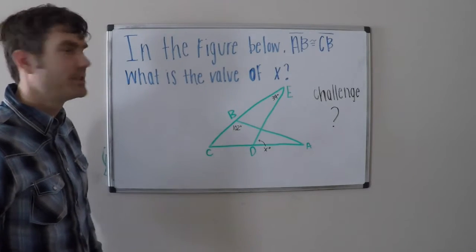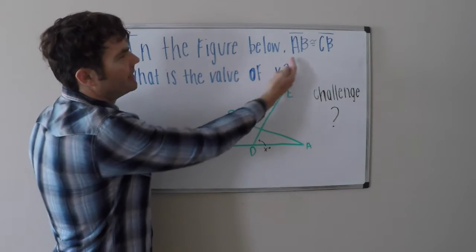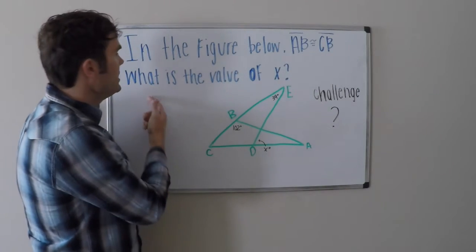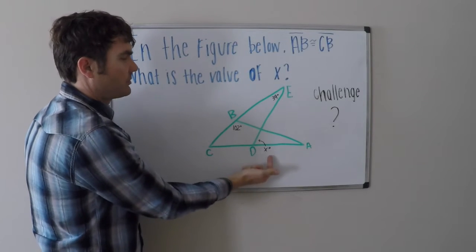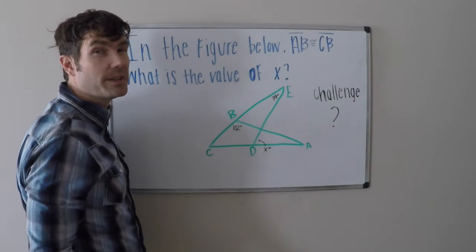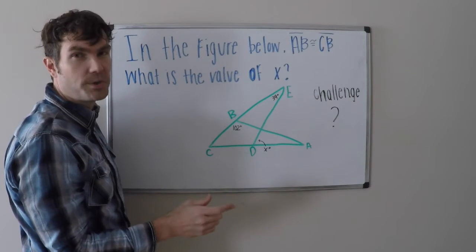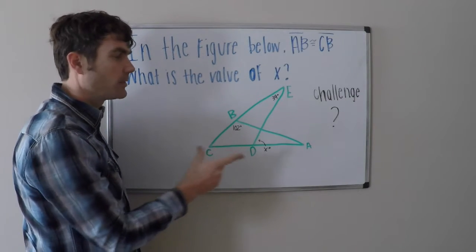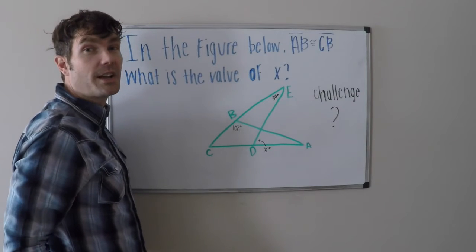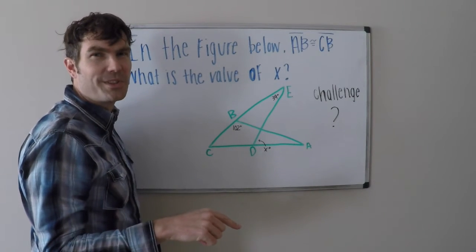Now for our challenge question: in the figure below, AB equals CD. What is the value of x right here? Now there are two ways to do this, and you may have seen a hint at that in the earlier video that I did. So try and see if you can figure out both different ways to solve this problem. Check the description for the answer.